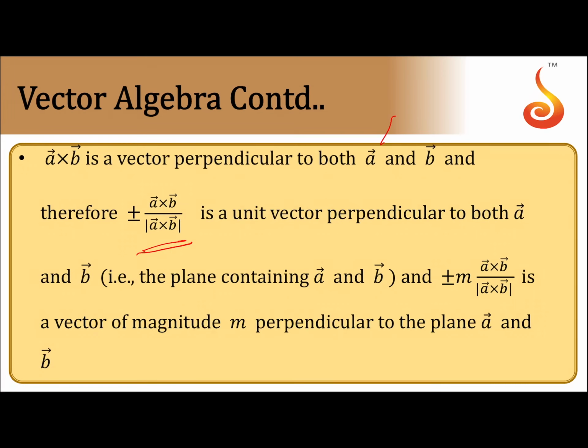Coming to, as I told you in the last slide, A cross B by modulus A cross B is a unit vector perpendicular to both A comma B. And m times A cross B by modulus A cross B is a vector perpendicular to both A comma B having magnitude equal to m.